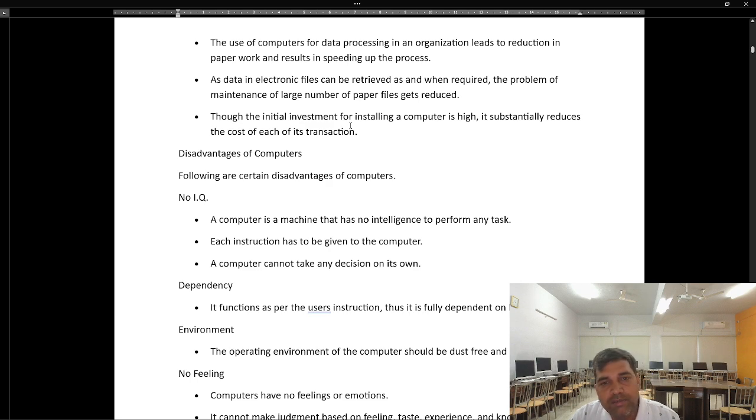Though the initial investment for installing a computer is high, at the starting time purchasing a computer is a high cost, 30,000, 40,000 you are paying, but it reduces the cost of each transaction. In a large office, millions of rupees are invested in the maintenance of records.